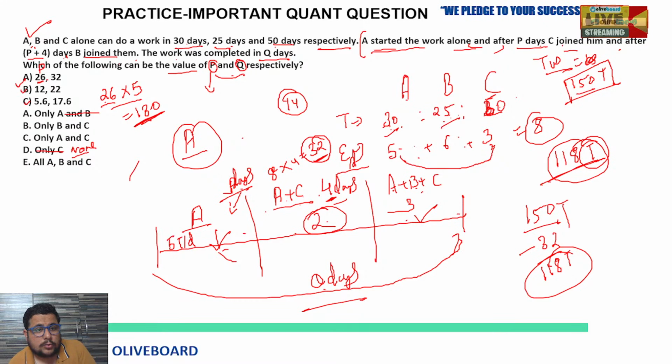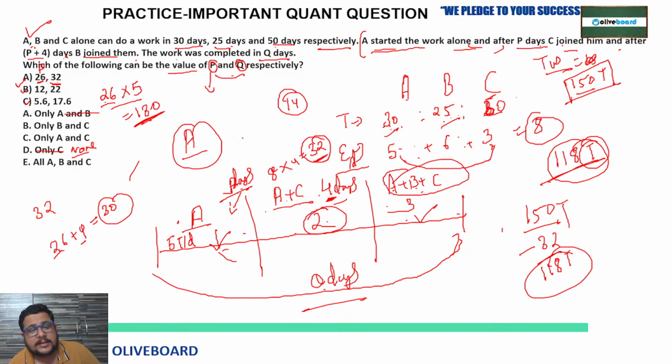Okay, now 26 and 32. So 32 is the total time taken by them to complete the work. So 4 days. If P is 26, then 4 more days. P plus 4 means what? 26 plus 4, so it is going to be 30. Now last, how many days they have worked? A, B, C together, then in this case 2 days. But in 2 days, how many cups of tea they can finish? 14 into 2 means 28.